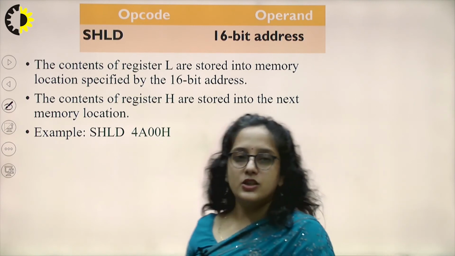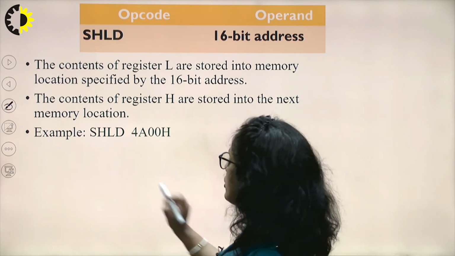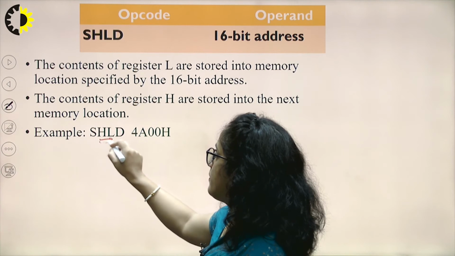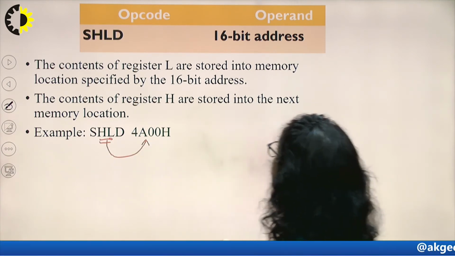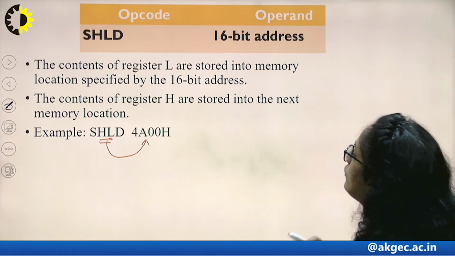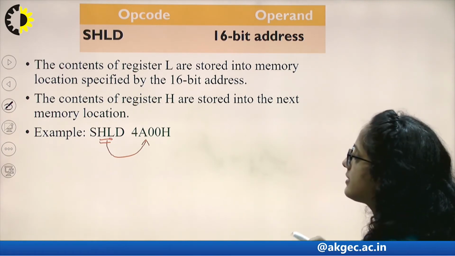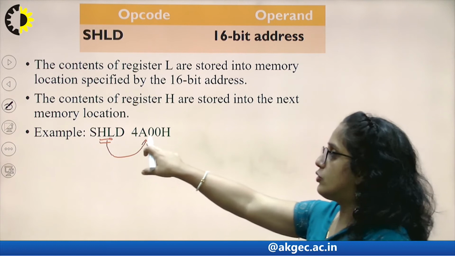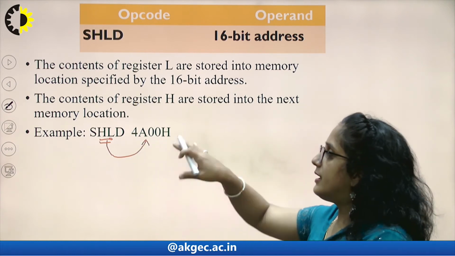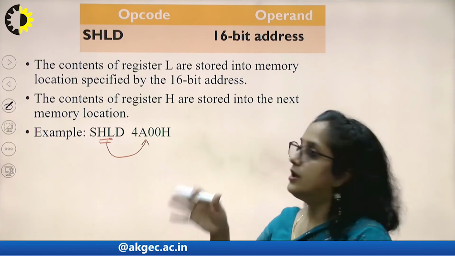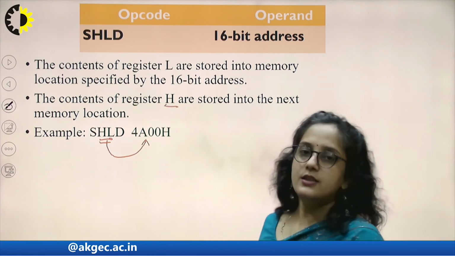Next is SHLD. In this instruction, the content of the HL pair gets copied to this particular memory location. How is it done? The content of the L register is first copied to the location we have specified, and then the address is incremented, and at that second location the content of the H register is copied.